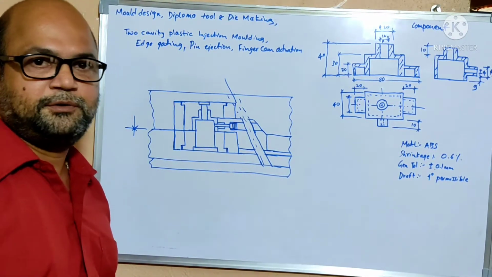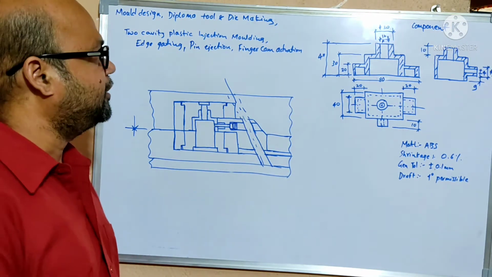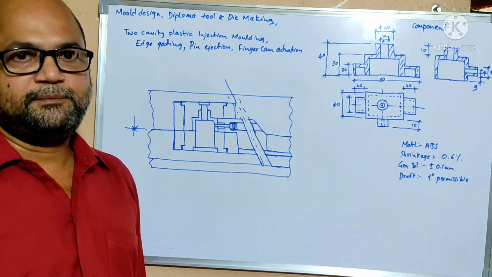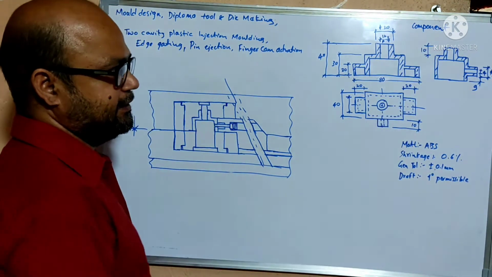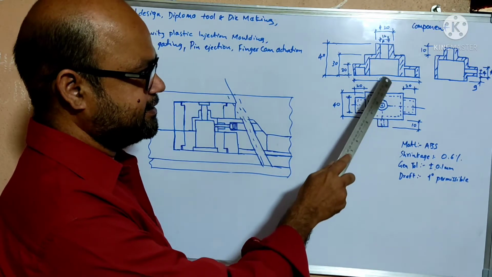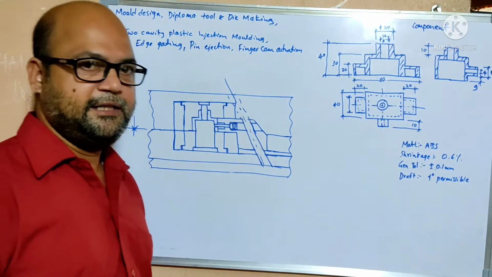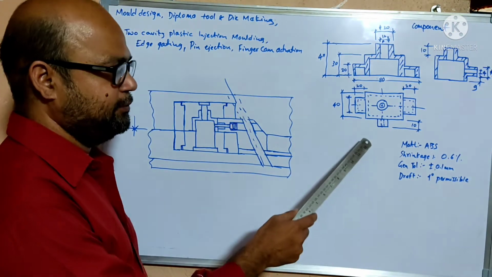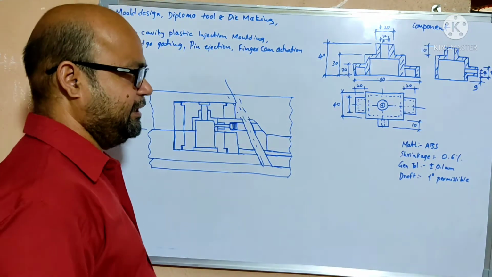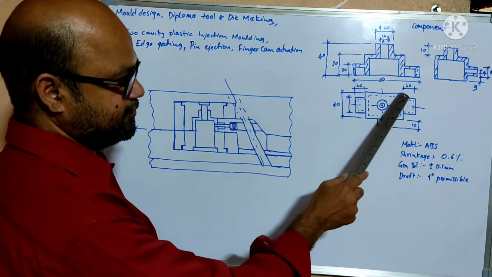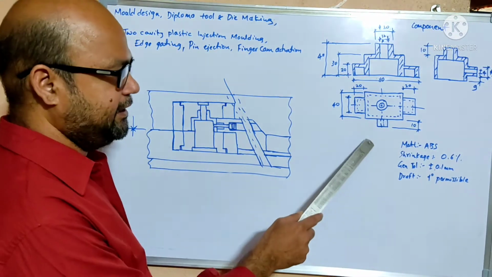Today we are going to go for another component, a mold design component for the diploma in tool and die making. Today you are going to see the component. This is the top view of the component, this is the front view, and this is the side view. In this component introduction, you are going to see the dimensions of the component. I am showing the component here. This one is the top view of the component.